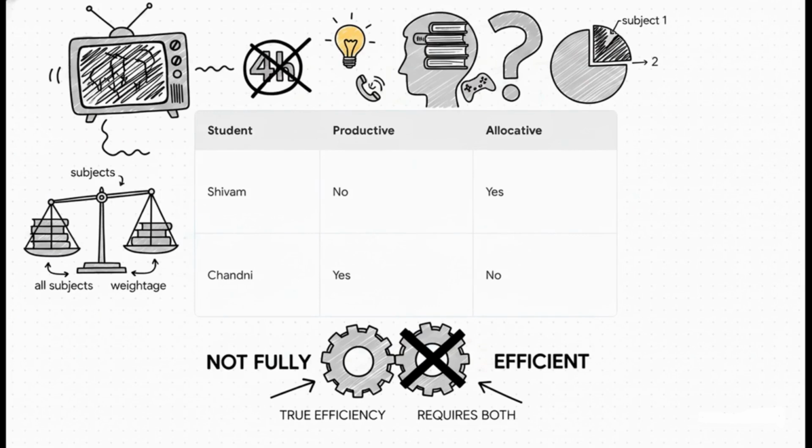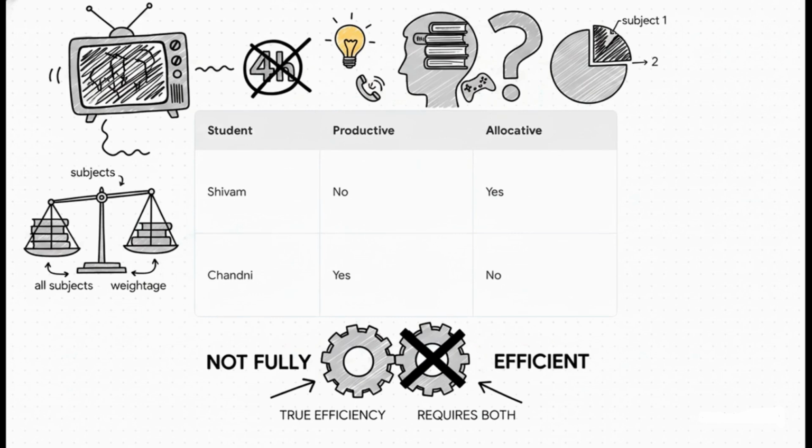Let's use a relatable analogy of 2 students prepping for the UPSC exam. Take Shivam. He wastes 4 hours a day on Netflix, so he is definitely not productively efficient. But with his remaining time, he balances all his subjects perfectly based on their weightage. That means he is allocatively efficient.